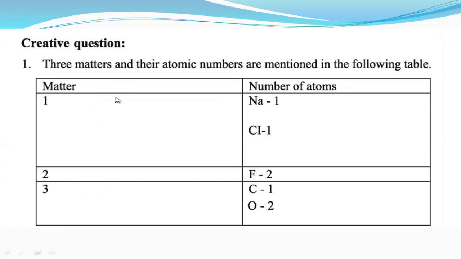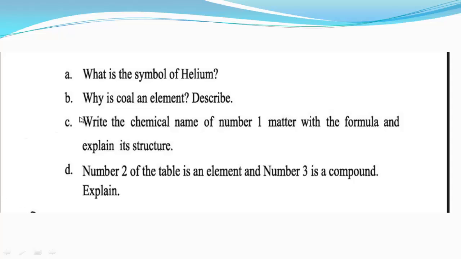Now follow the creative questions. 3 matters and their number of atoms are mentioned in the following table. Follow here. Matter 1, number of atoms, not atomic number. Number of atoms are mentioned. There will be 1 atom of sodium, 1 atom of chlorine, Cl. Then in the second matter there are only 2 atoms of fluorine, and in the third matter there is 1 atom of carbon and 2 atoms of oxygen. Now follow the questions. What is the symbol of helium? You know, He is the symbol of helium.